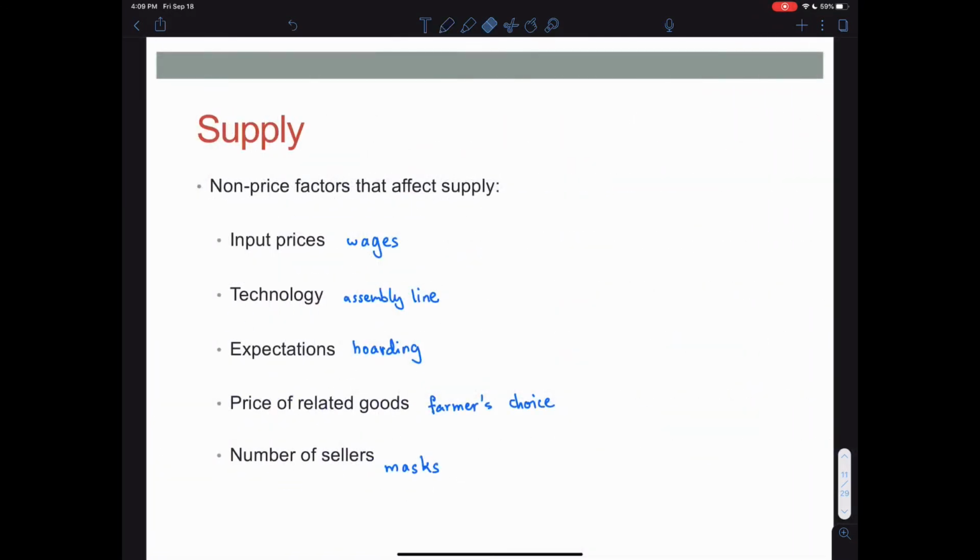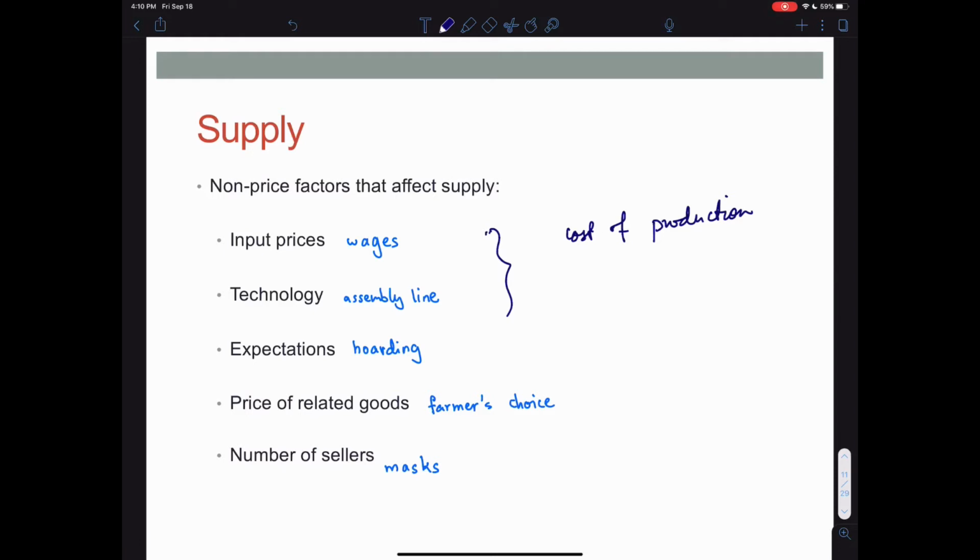Just like there are non-price factors that affect demand, we have non-price factors that affect supply. The first two factors listed here affect the cost of production of producers. So one of the most important factors that determine cost of production is input prices. So if you run a business and you hire workers, you have to pay them wages. If the wage that you have to pay your employee goes up, you will want to supply less, all else equal.